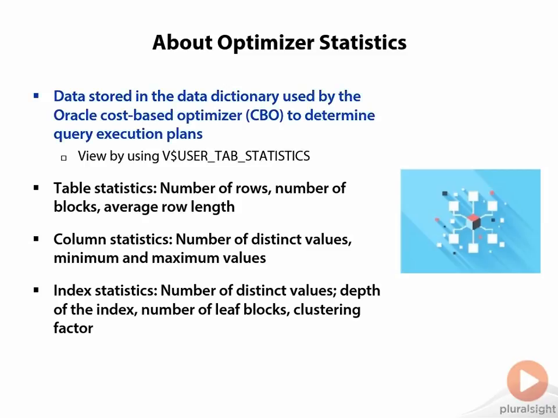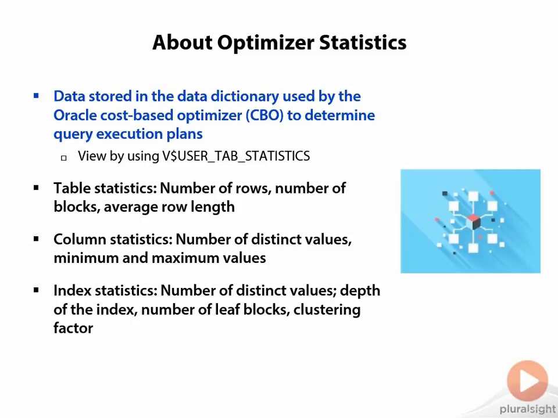Here's the deal. Data in your data dictionary, data related to your schema objects, your tables, your indexes, all of that stuff, is used by Oracle, a specific component called the Cost-Based Optimizer, or CBO, to figure out how to parse, understand, and process your SQL queries.